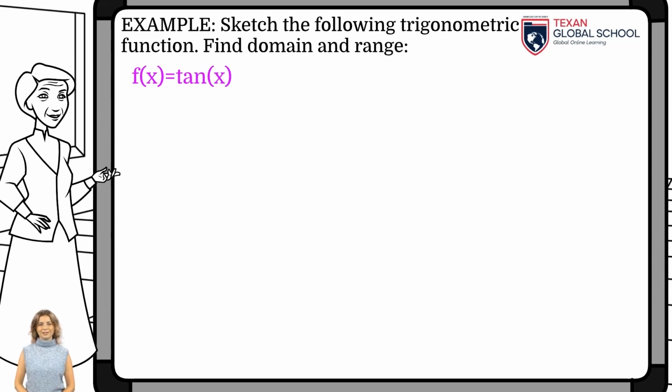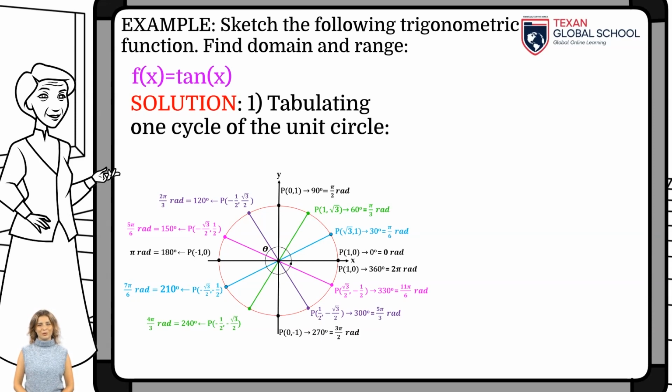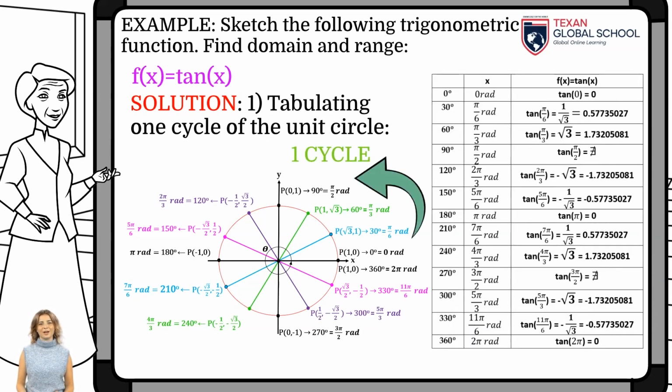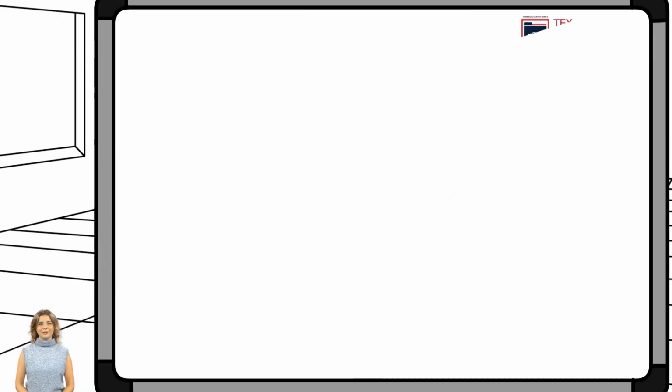Tabulate a cycle using the values obtained in the unit circle. Place, as an independent variable x, all the values in radians of the arcs, starting at 0 up to 2 pi radians. Substitute each value in the tangent of x. In this way, we obtain the coordinates x, f of x to graph.